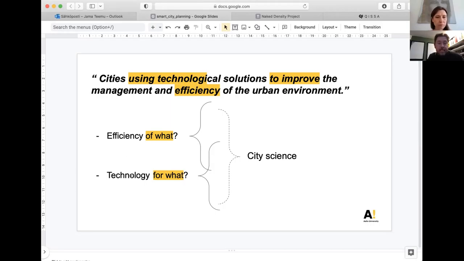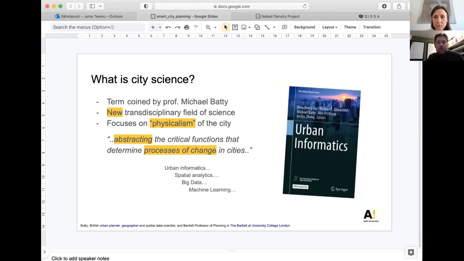So I will dig into these issues and try to give you a perspective on what kind of things are related to those. Not to go too technical, but first, what is city science? It's a term coined by Professor Michael Batty. There's an openly free book which you can find called Urban Informatics. I think there was 2,155 pages about urban informatics. So if you have a hard time getting to sleep, you can probably read that through.